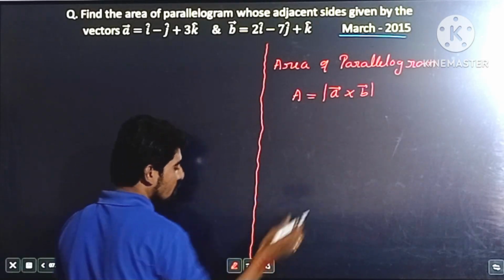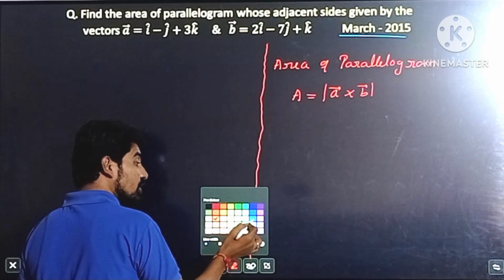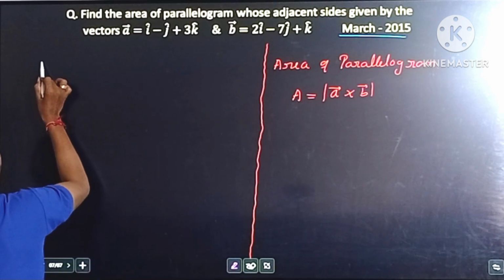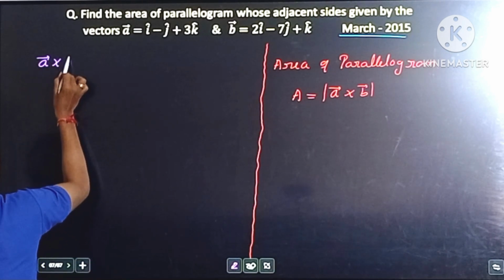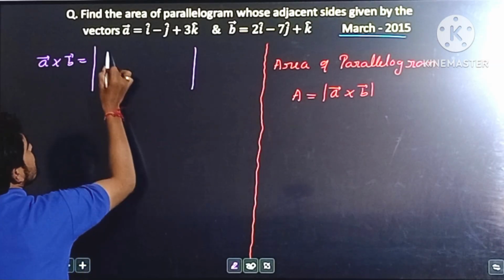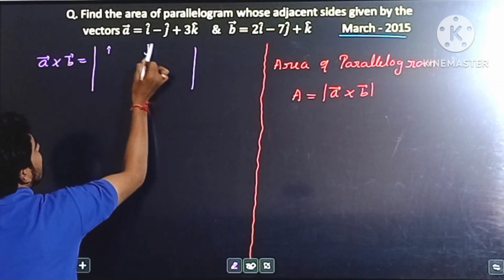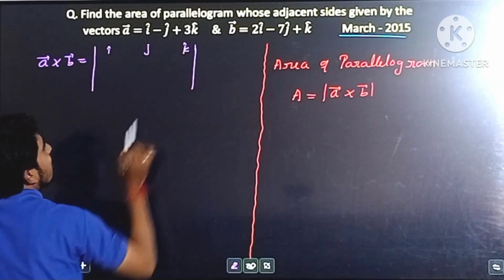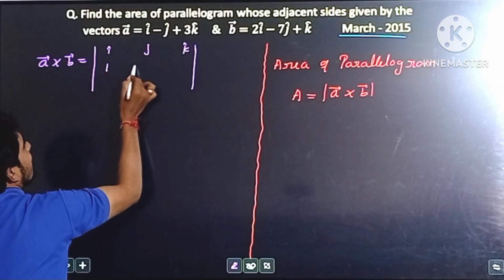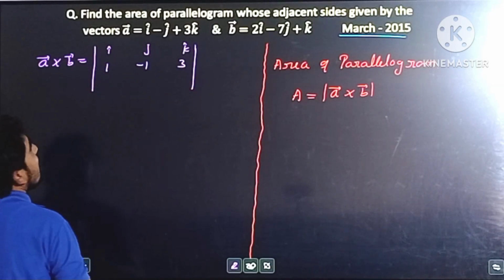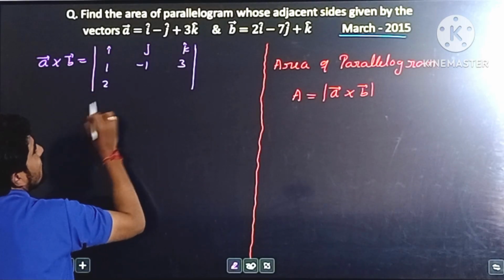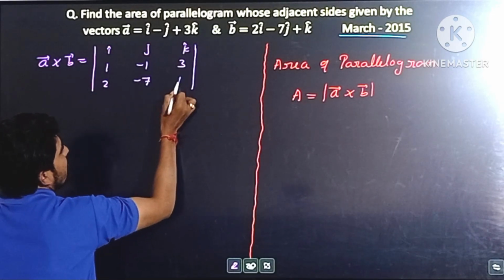We need to find the magnitude of A vector cross B vector, and we know that the cross product of two vectors is obtained by the determinant method. So let's see here, A vector cross B vector equals the determinant of: first row is the unit vectors i, j and k, the second row is the coefficients of i, j, k in A vector, that is 1, minus 1 and 3, and the third row is the coefficients of i, j, k in B vector, that is 2, minus 7 and 1.